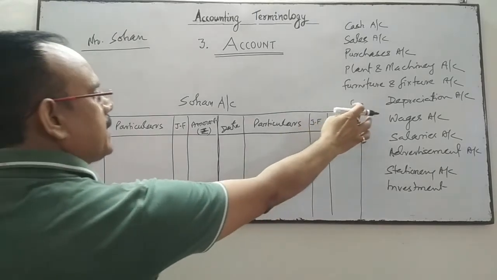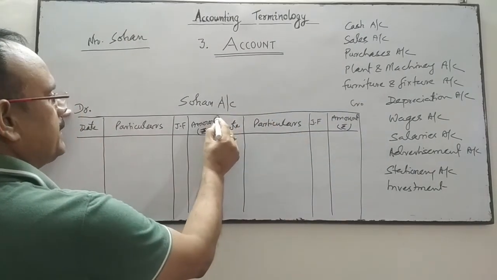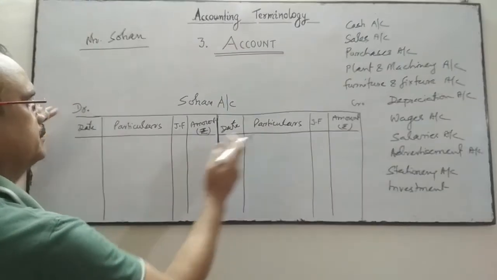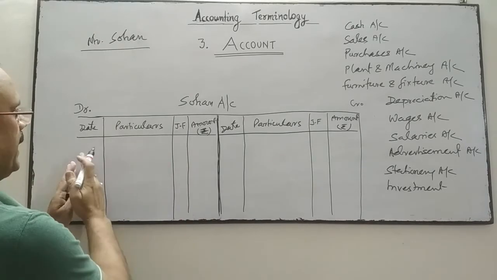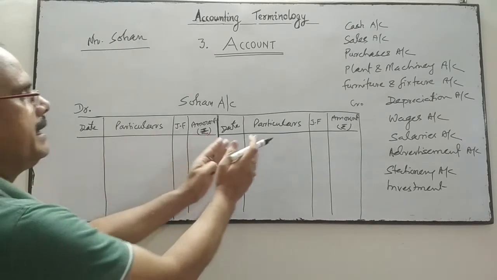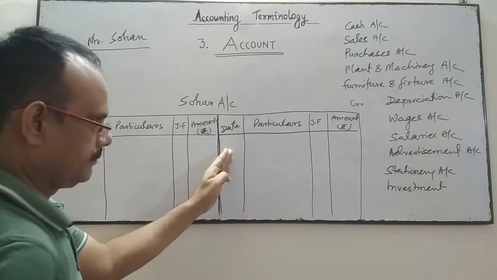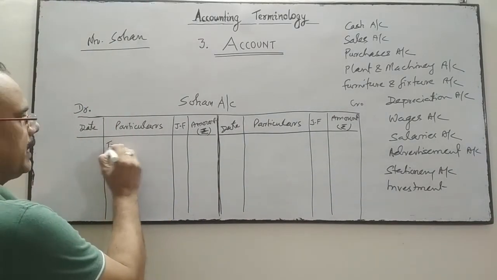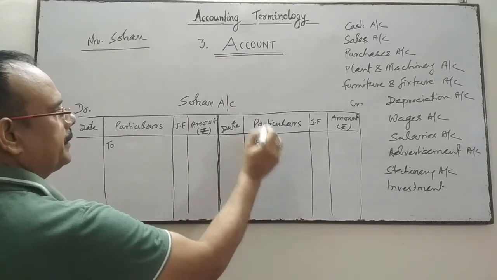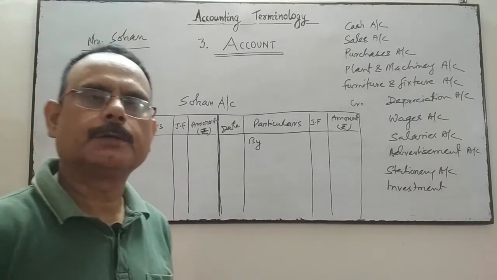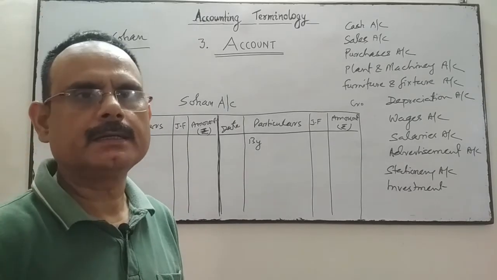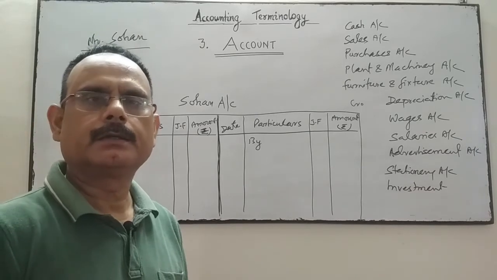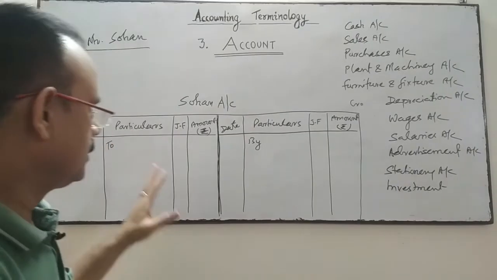This side is debit, this side is credit. From the center you divide the space. Both sides' space will be the same, equal space. So date, particular, JF, amount, again date, particular, JF, amount. We record some transactions on this side by writing "to" and on this side by writing "by". We'll discuss in detail about posting, how to post in the ledger, when we discuss the ledger in detail.